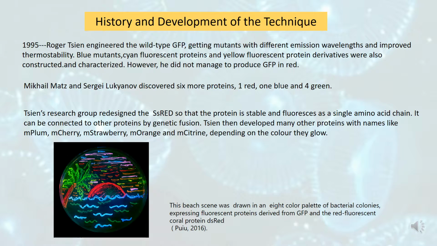Tsien could not produce red with GFP. This proved to be very important, as red light penetrates biological tissues more easily and is very useful to researchers who study body cells and organs.